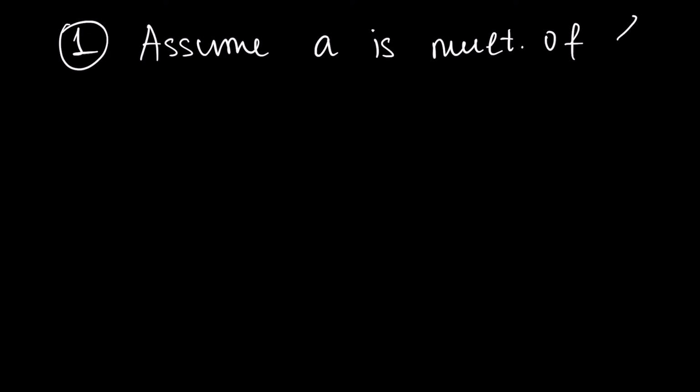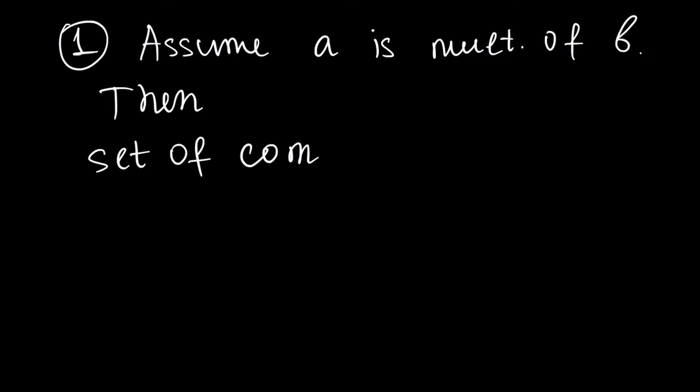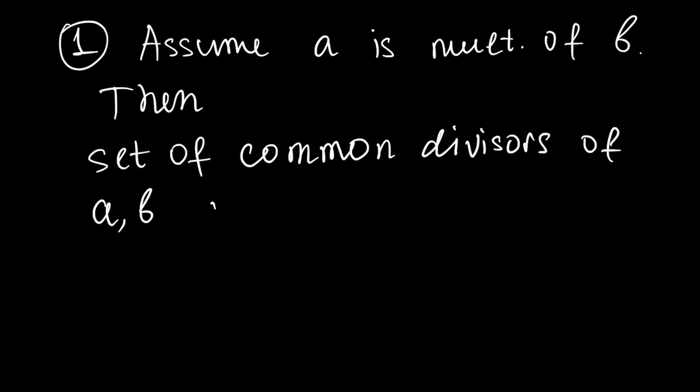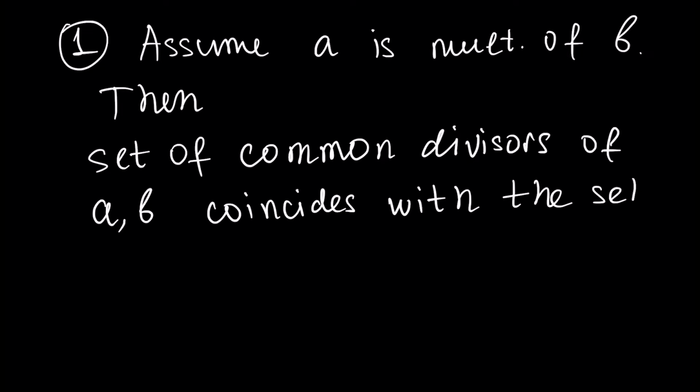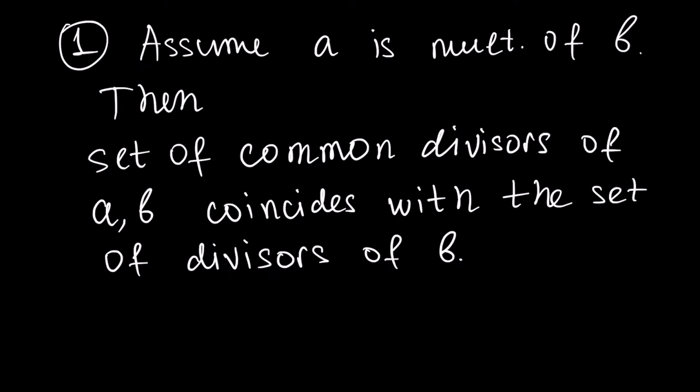Result number 1, or theorem number 1. Assume A is a multiple of B. Then, in this case, we have a result that the set of common divisors of A and B coincides with the set of divisors of B. In particular, we have that the greatest common divisor of A and B is equal to B.